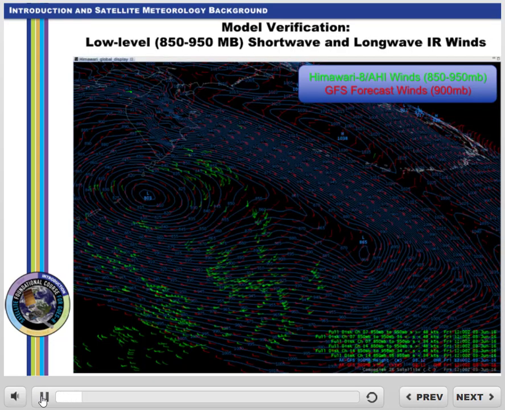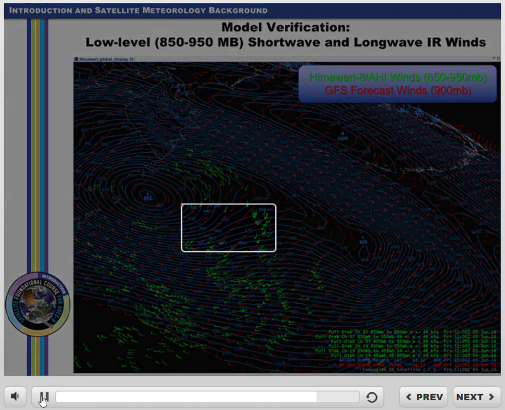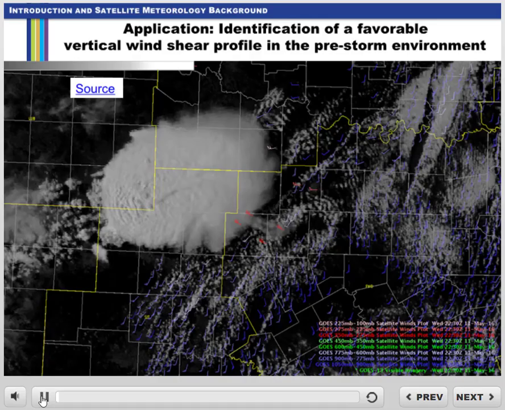Here is another Himawari case where the low-level derived motion winds were in general agreement with the GFS in terms of the location of the center of a deep mid-latitude cyclone south of Kamchatka. However, east-southeast of the storm center, the derived motion wind showed a backing of winds that highlighted a region of stronger low-level warm air advection that was missed by the GFS.